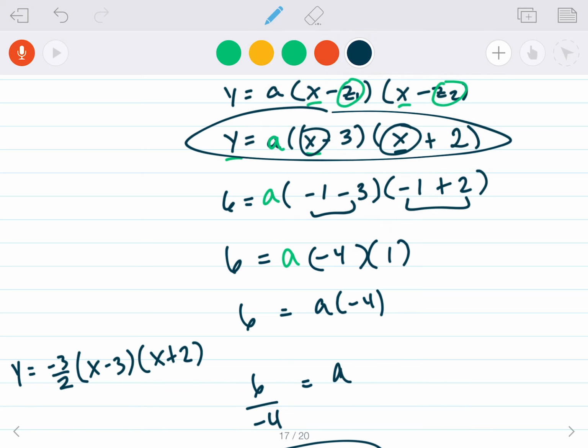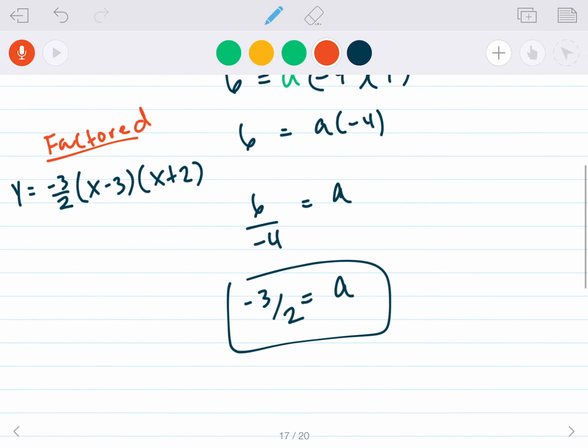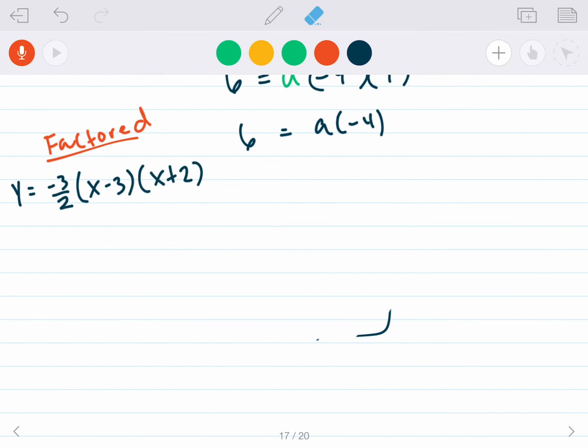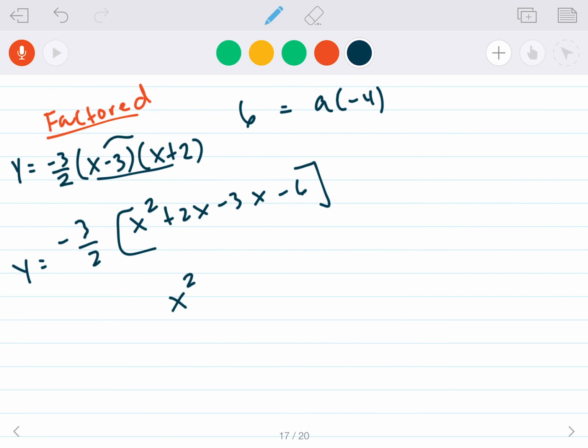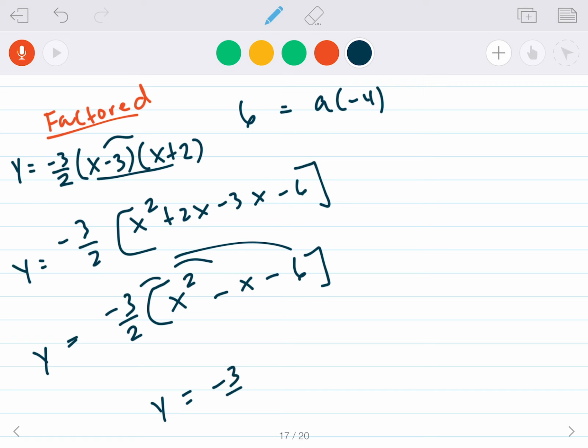And I'm going to do the standard form pretty quickly, just because we've done so many examples. So let's go ahead and do that. I'm going to FOIL this out. So I get x squared plus 2x minus 3x minus 6. And that's all being multiplied by that negative 3 over 2. And if I combine like terms, I get x squared minus x minus 6. And I'll go ahead and multiply that negative 3 over 2 in there. So I get y equals negative 3 over 2 x squared plus 3 over 2 x plus 9.